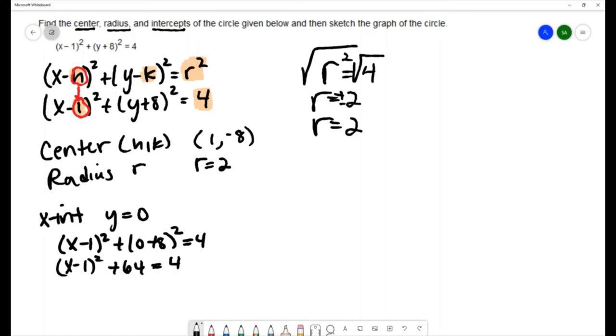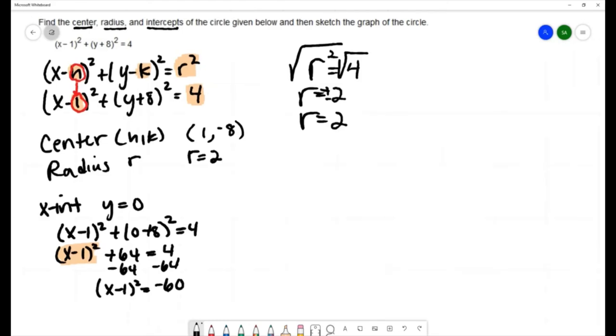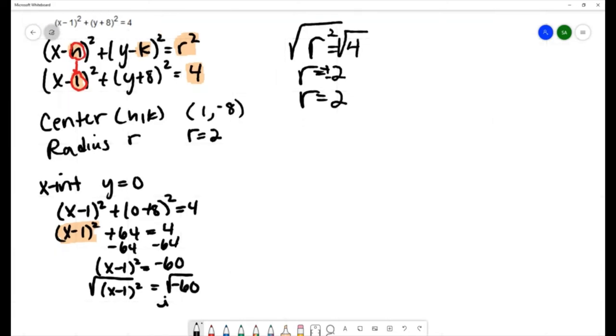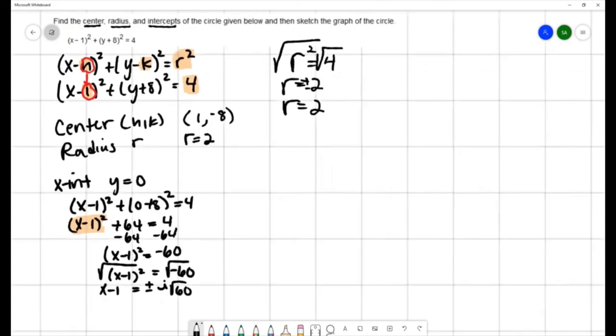I can solve this equation by isolating the square. I would subtract 64 on both sides, and that gives me (x − 1)² = −60. As I continue to solve this equation, I can see that I'm going to get imaginary solutions. If I were to square root both sides to get rid of the square, I have the square root of a negative, which will produce an imaginary solution. So I know that that indicates that there are no x-intercepts for this circle.